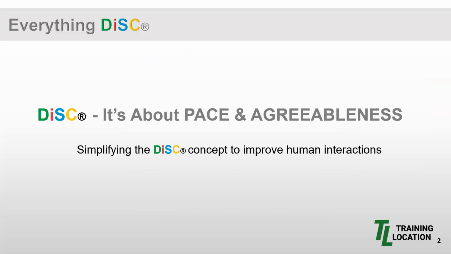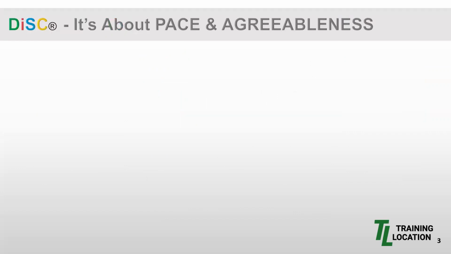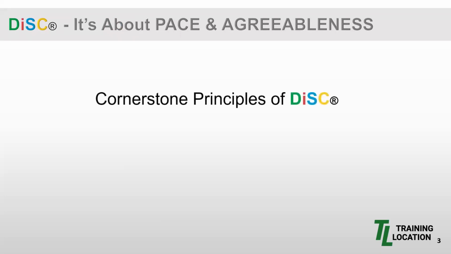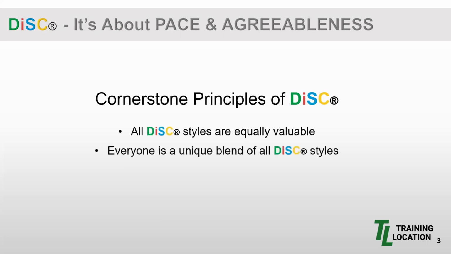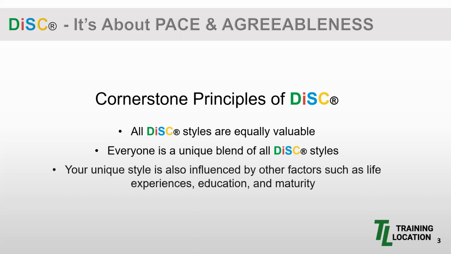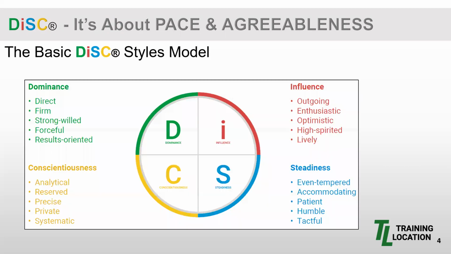In today's lesson, we'll discuss the two determinants of one's DiSC style. They are pace and agreeableness. I've always encouraged learners to maintain a couple important pieces of baseline knowledge. First are the cornerstone principles that we've discussed before. All styles are equally valuable. Everyone is a unique blend of all DiSC styles, and your unique style is also influenced by other factors such as your life experiences, your education, your maturity.